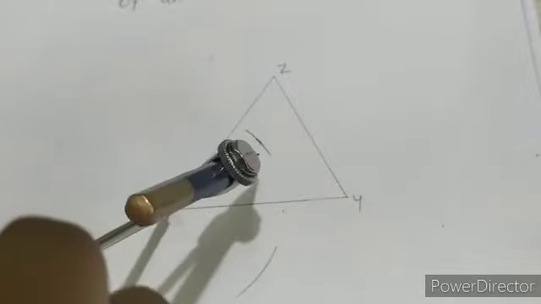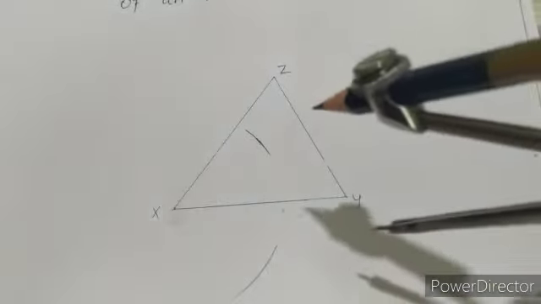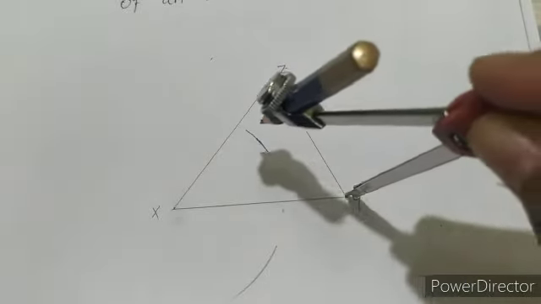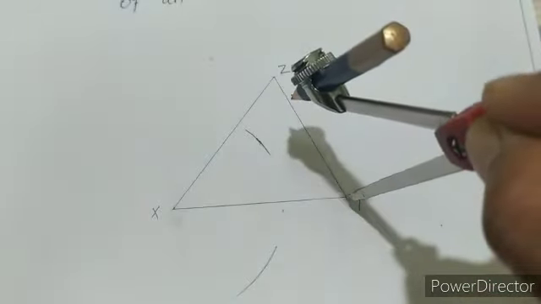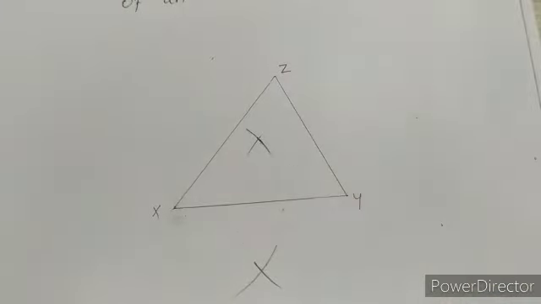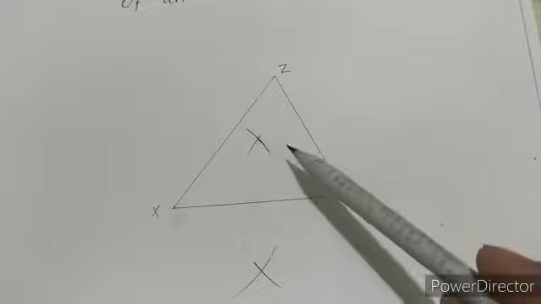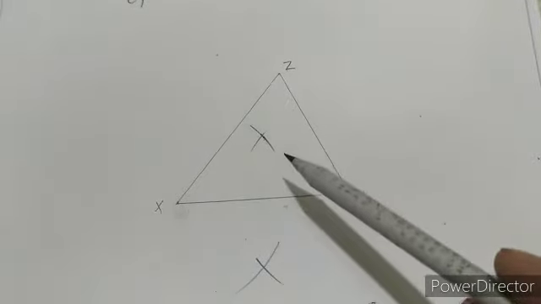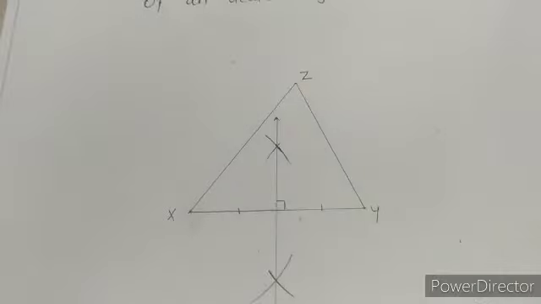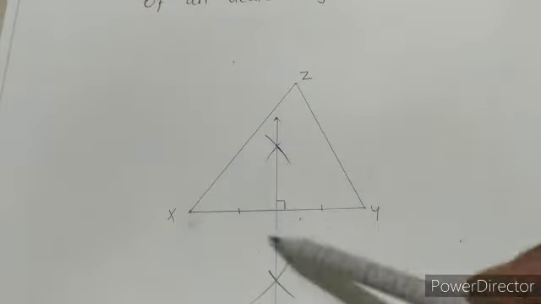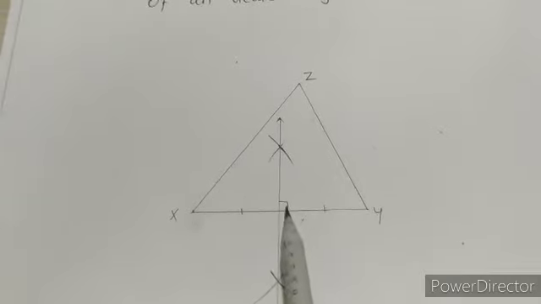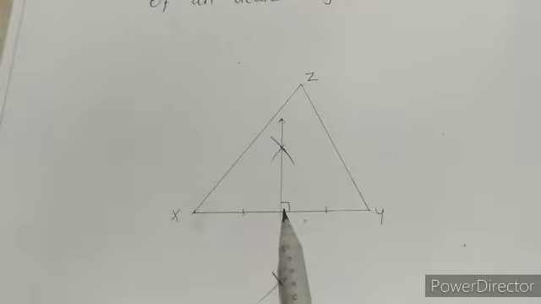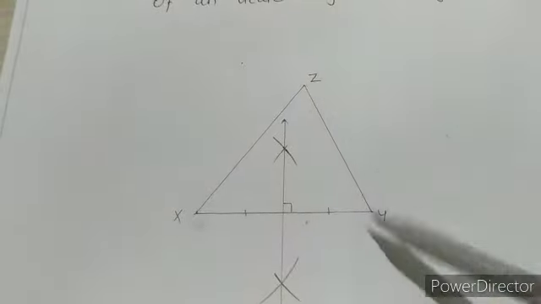Here I got the two arcs. Now keep the same distance and draw arcs from vertex Z, which will intersect the previous ones. So we got the two points of intersection here. Draw the line passing through these two points of intersection. So here I have drawn the line which divides XZ into two equal parts. Here the signs are given, and perpendicular bisector means a 90-degree angle. Okay. Now draw the perpendicular bisectors of ZY and XY.